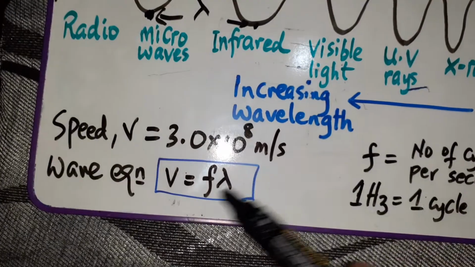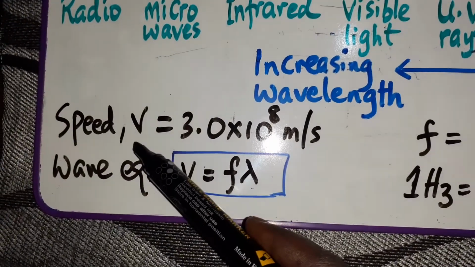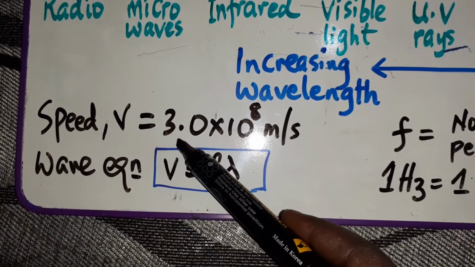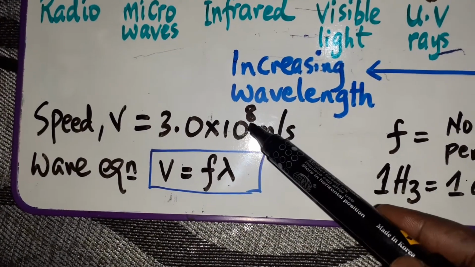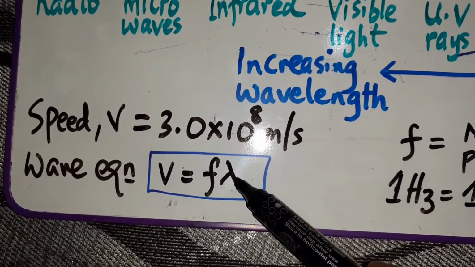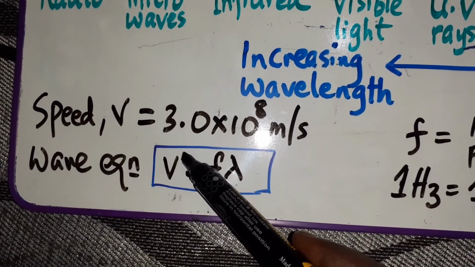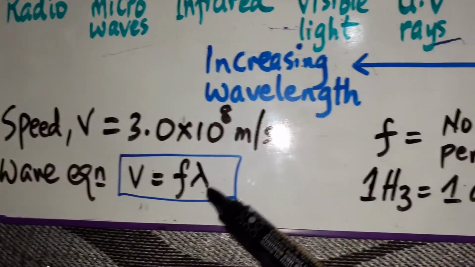So right here, these are some properties of EM waves. One, the speed is 3.0 times 10 to the power 8 meters per second, just like the speed of light. And all of them obey the wave equation, v equals f times lambda, where v is the velocity of the wave, f is frequency, and lambda is wavelength.